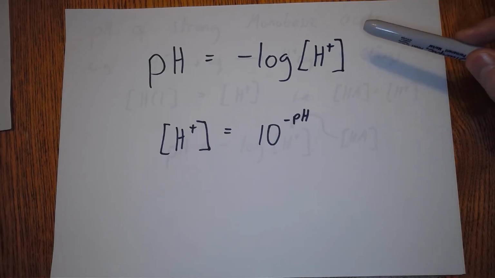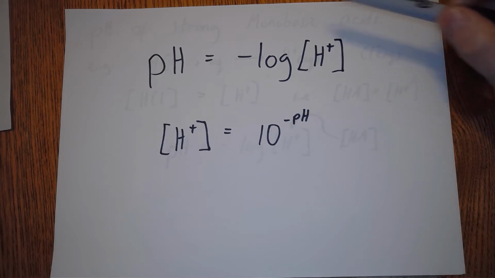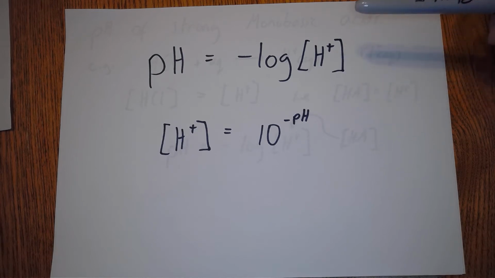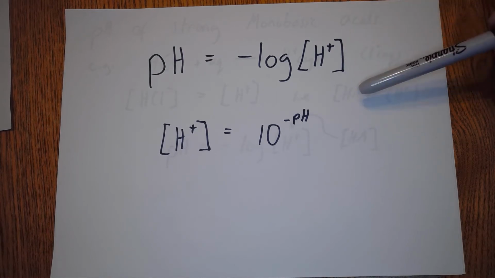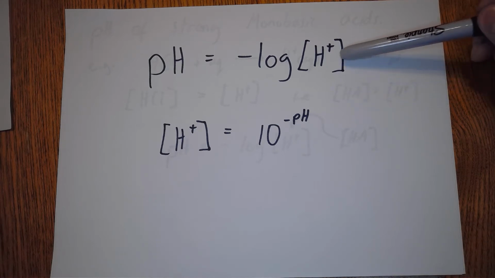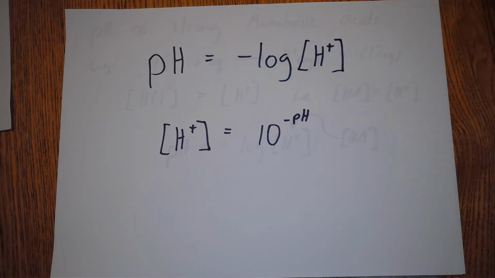H+ is what makes something, or the ability to donate H+ is what makes something acidic. The more H+ you donate in solution, the more acidic you are. But comparing H+ concentrations can be tricky, as they can be very small numbers times 10 to the minus numbers. So we have a scale, a logarithmic scale, to make it easier to compare.